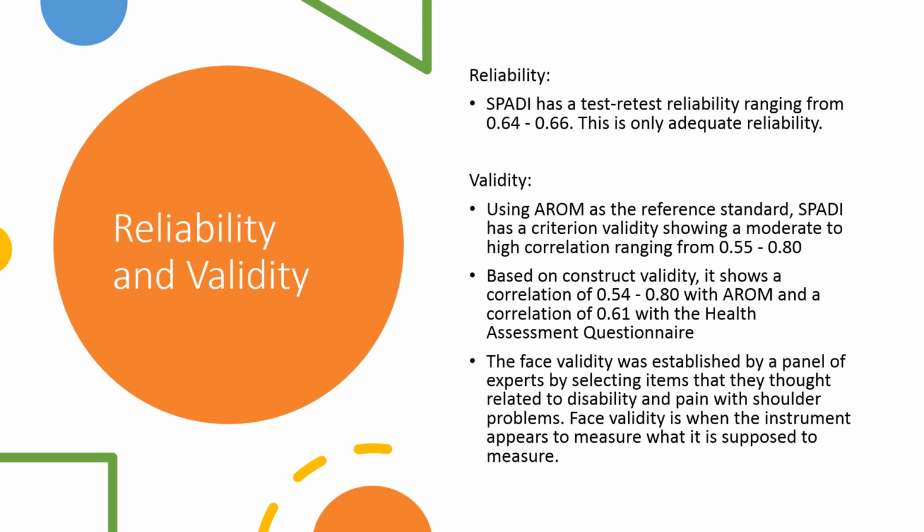Then moving on to construct validity, we found that there's a correlation of 0.54 to 0.8 with active range of motion, and then a correlation of 0.61 with the health assessment questionnaire. And then we found that they were able to establish face validity with this test, and that was done by using a panel of experts that selected items that they thought related to disability and pain with shoulder problems.